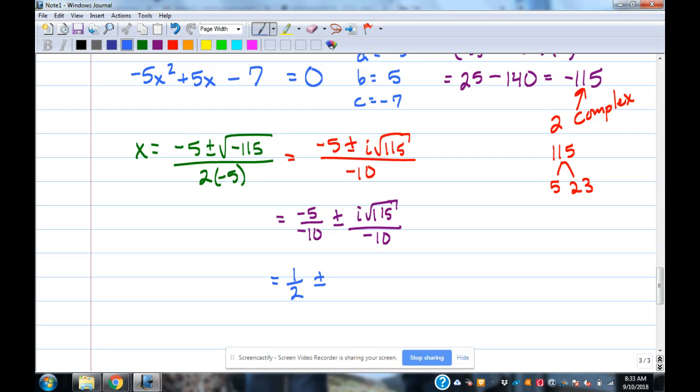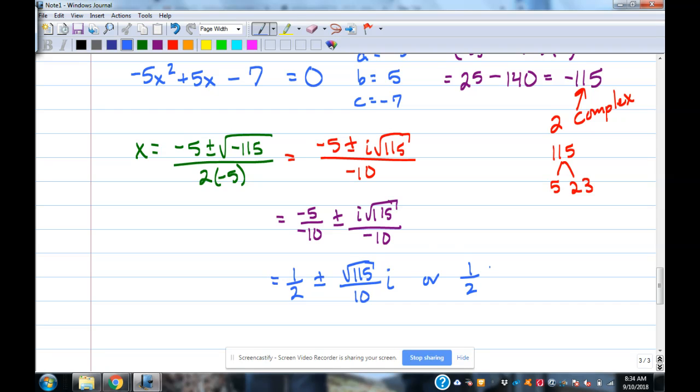But one of them is where? Under a radical, so it's locked up. You can't do that. If it's under the radical, you cannot simplify like a normal fraction. You only can do that if it's a number outside of the radical. So this one, we're going to leave it. I'm going to write it like this. Radical 115 over 10, and then put the i after it.